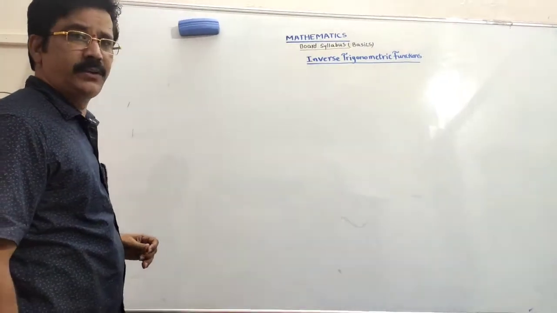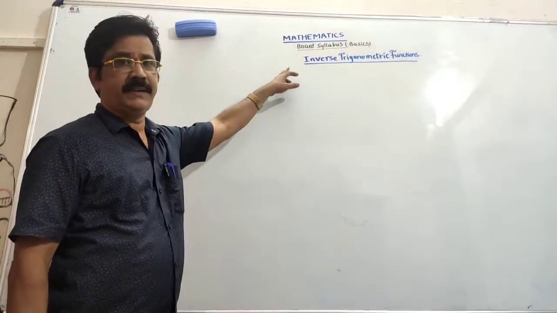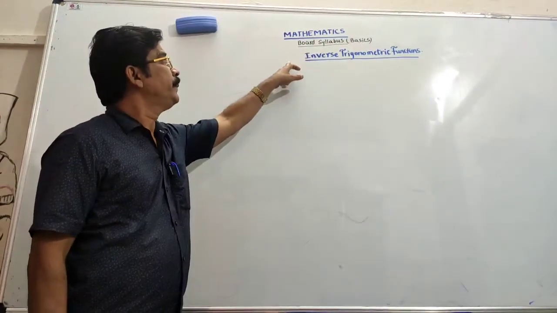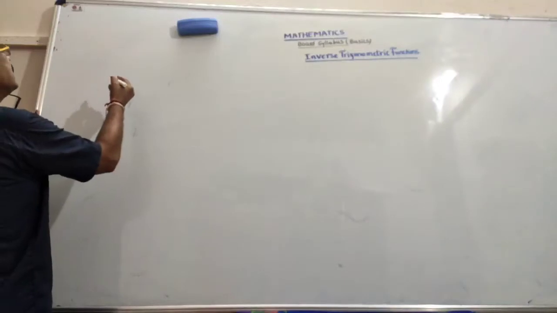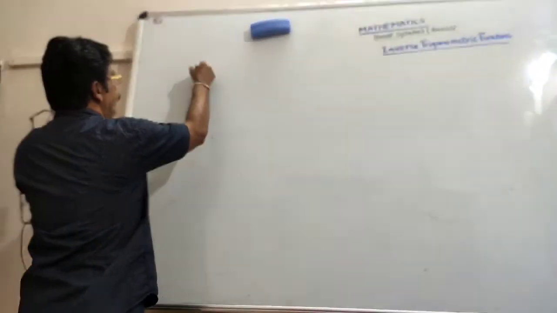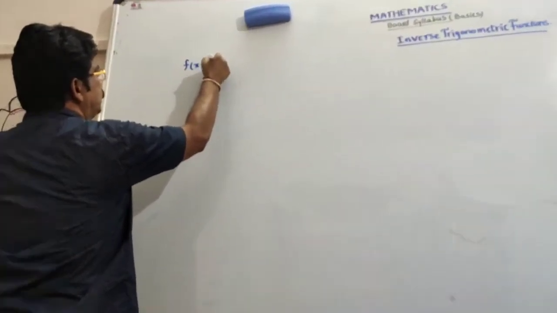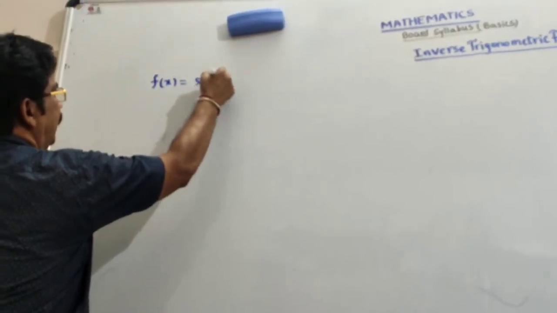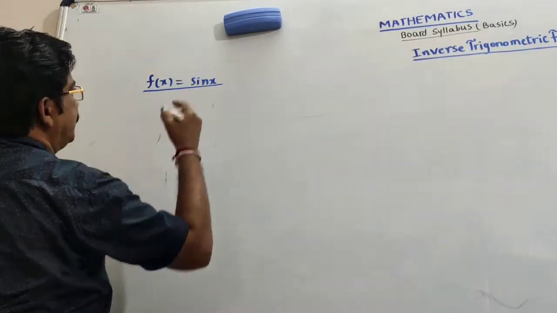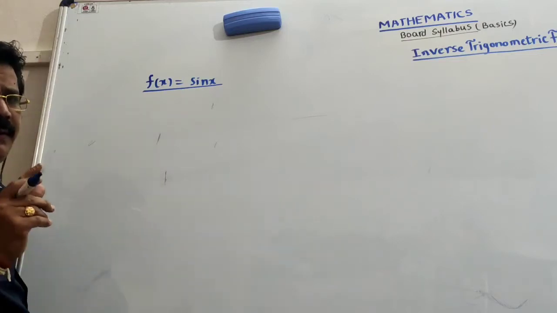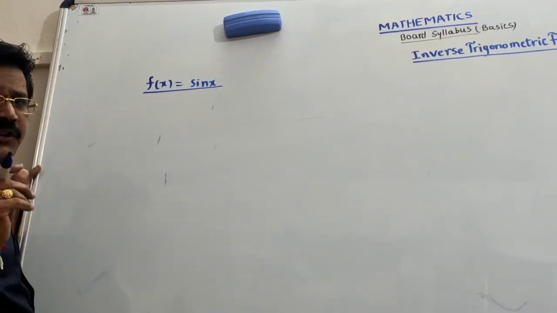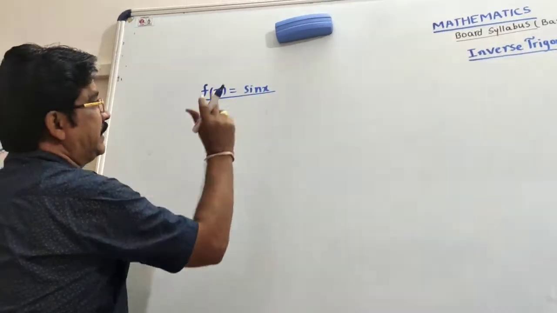Start the new topic, inverse trigonometric functions basics for the board syllabus. Okay, let us consider the function f of x is equal to sin x. F of x equal to sin x. So we already know very well the actual domain and range of the function sin x.